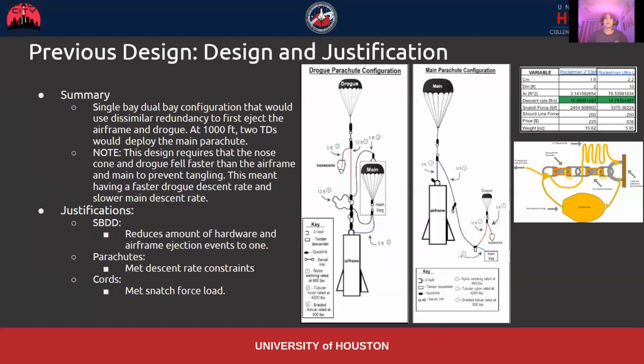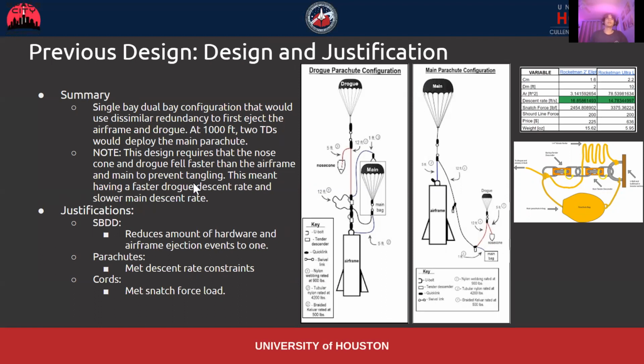So previous design. This is what we had for the PDR. This was our initial completed recovery configuration. It's a single bay dual deployment configuration using similar redundancy to eject the airframe at apogee and deploy the drogue. And then to deploy the main parachute, we would use tender descenders. That's still the case, but the way that the cords and other components are arranged is a little different.